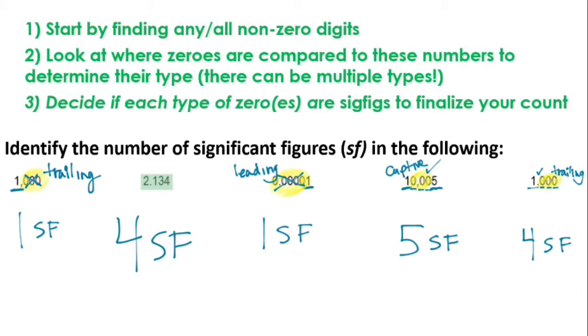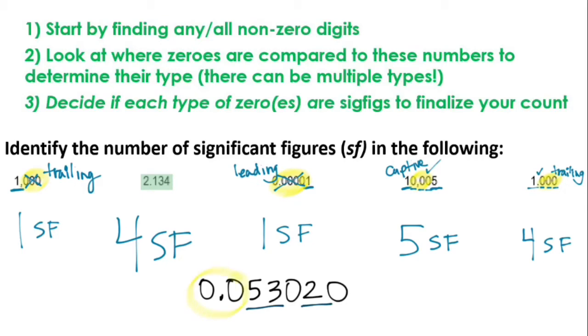Now, I'm about to ask you to do a few on your own, but I want to do one more mixed problem because all of these other examples that I've done had one type of zero in them, but we can have multiple types of zeros. So let me write out an example. And if we look at this one, we've got a lot of different zeros going on here, but it doesn't matter how many different types we have. If we start by finding our non-zero digits, then we have these 3 separate groupings of zeros, and we can look at them each individually.